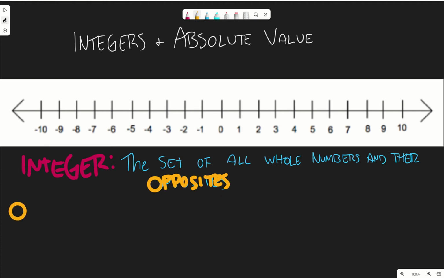What are the opposites of numbers? Well, if I were thinking about it, I would say the opposite of a number is maybe a letter. I don't know. It's not a letter. Another word for opposites is called additive inverse.